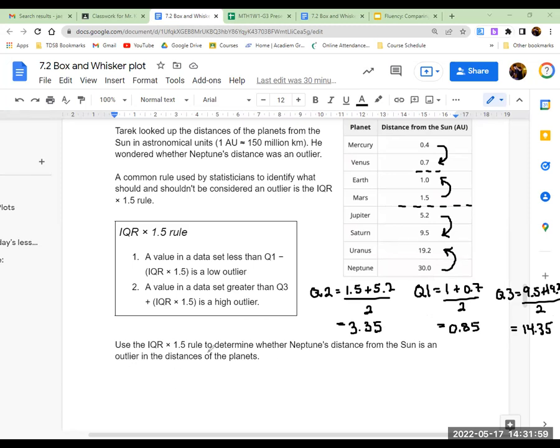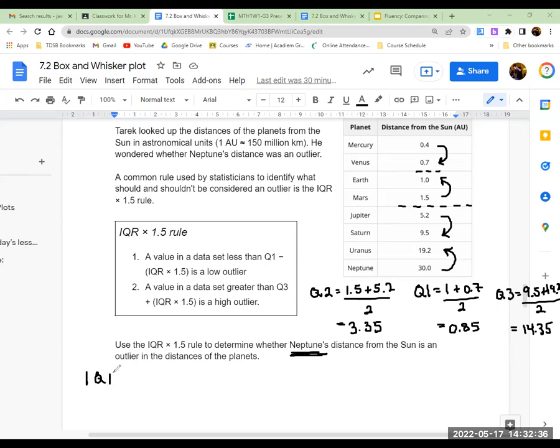Okay, so what I'm trying to determine is, is Neptune at an astronomical unit of 30 too far to be considered part of our solar system? Is it too far that we have to consider it an outlier? Maybe. Which planet was considered an outlier? Pluto, long time ago. But not necessarily because of distance, but because it turns out it's more similar to a moon than it is a planet. So they call it a dwarf planet.